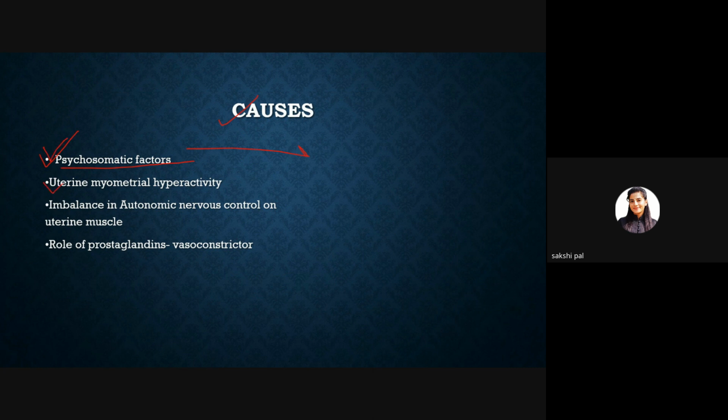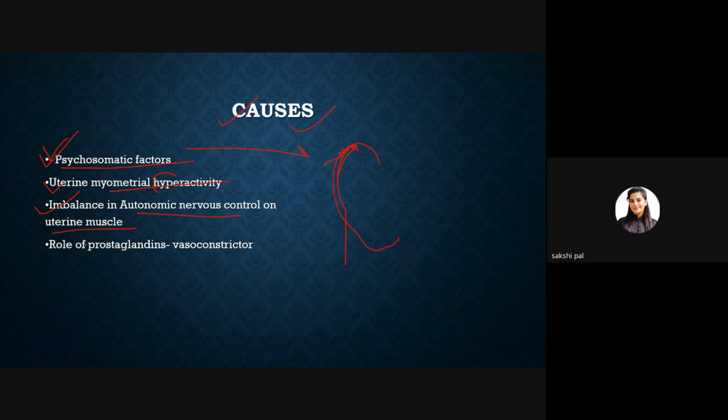Uterine myometrial hyperactivity. I was telling you that the uterus has a middle layer, the myometrium layer, which is hyperactive. Hyperactivity here means contraction, more and more contraction, which is leading to this. This could also be a cause. Imbalance in autonomic nervous control on the uterus muscles: there is no proper control of the autonomic nervous system on our uterus muscles.